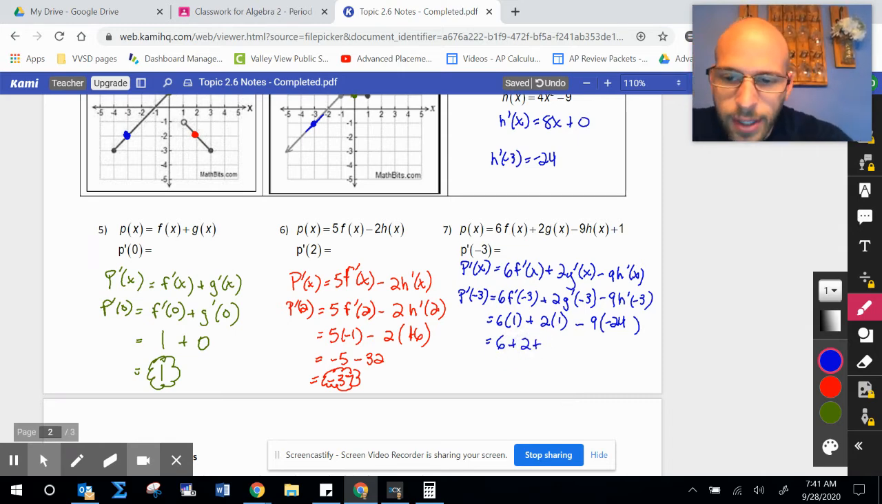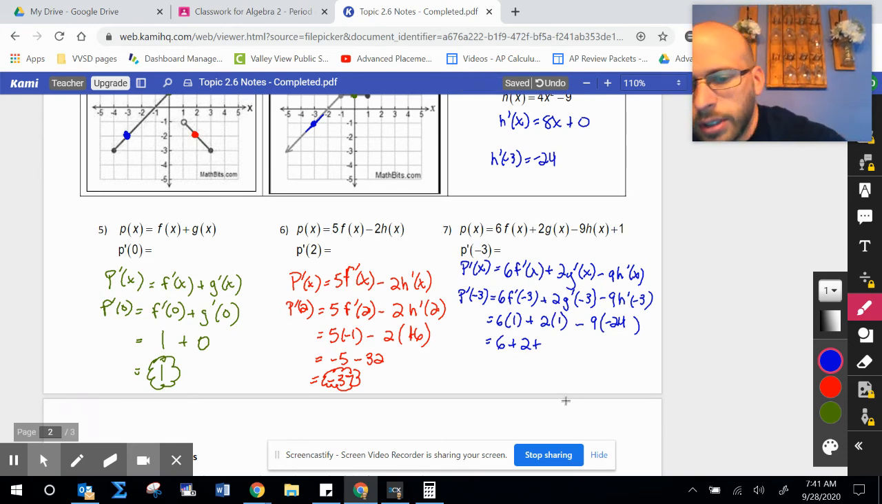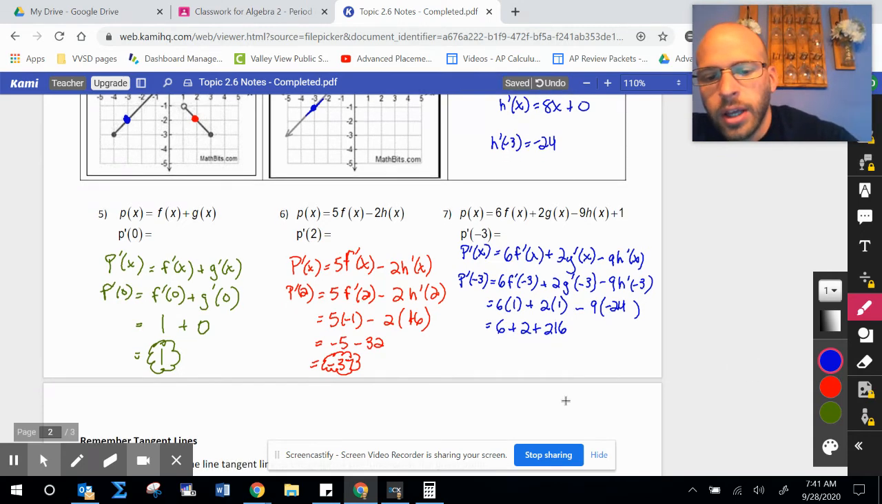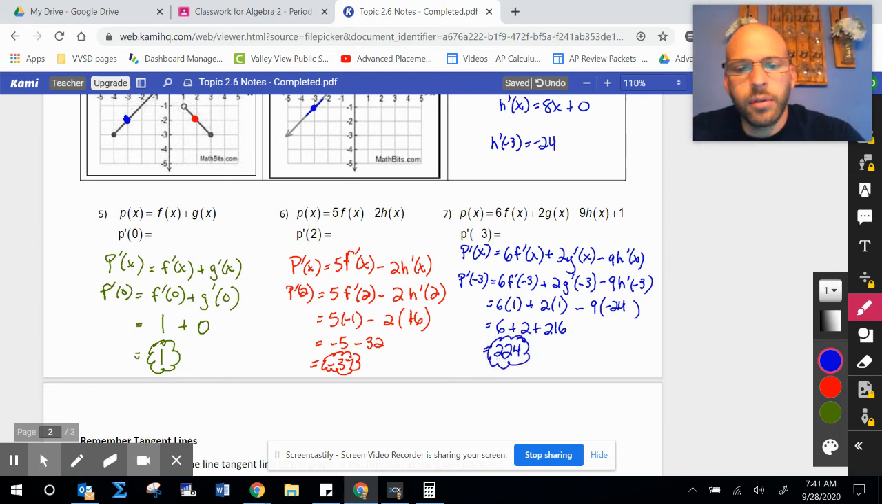plus, let's see, quick math here, 9 times 24 is 216. Okay, fingers crossed that's right. I did that in my head real quick. Okay, so if I do 6 plus 2 is 8, plus 2 is 16, I get 224. My pen to write here. Okay, all right, and then that would be my derivative.